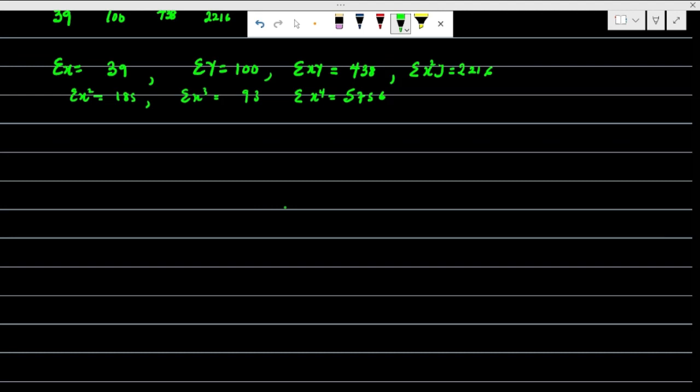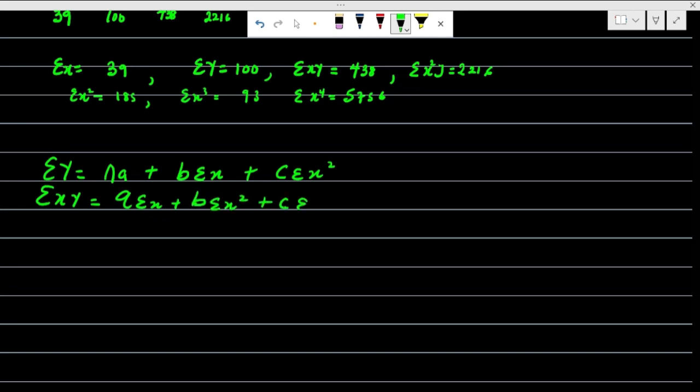So from my equation 1, what do I have? I have summation y equals na plus b summation x plus c summation x squared. You can see it is very easy to memorize. What do we need next? Summation xy, right? This one will now become a summation x plus b summation x squared plus c summation x cubed.